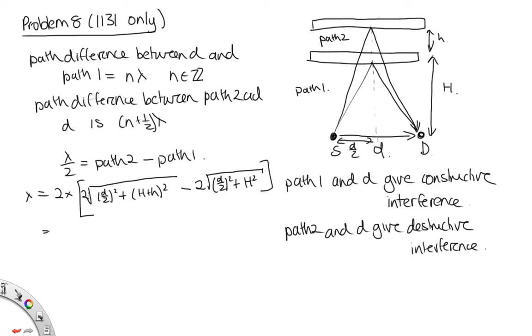Okay, so let's just put this 2 inside to get rid of this. So we've got 2 times the square root of d squared plus 4 times H plus h squared. When the 2 goes inside the square root sign, it becomes a 4, minus the square root of d squared plus 4H squared. And that's our answer for lambda.